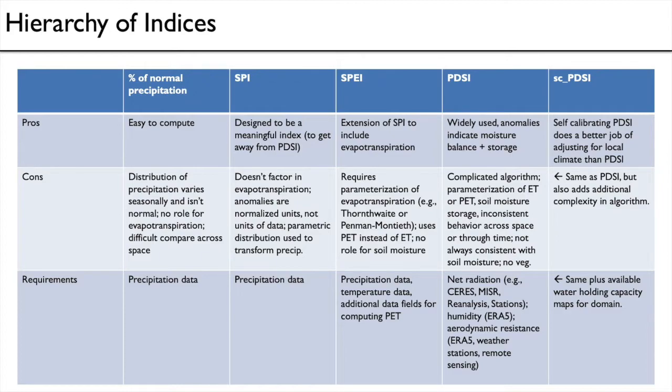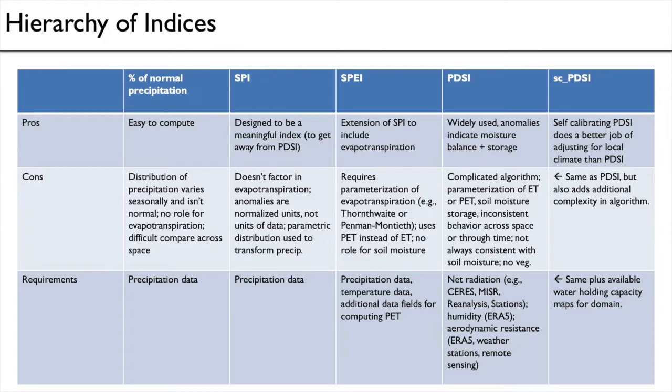And then finally on the right, I've included this SC, self-calibrating PDSI, which is superior to the original PDSI because it uses local climate conditions, makes better use of local climate data and available water holding capacity across space, and is therefore more accurate and probably closer to what's actually happening with soil moisture, as opposed to the original PDSI, which just uses a one-size-fits-all approach to those parameters. Same drawbacks of SP PDSI, except that it also has a slightly more complicated algorithm, and you need water holding capacity in addition to the other data sets that you require for PDSI.